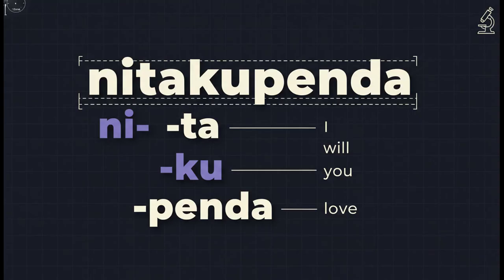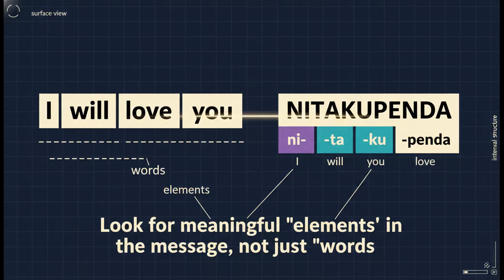Let's lay this out nice and clear. That first little bit, ni, that just means I. The next bit, ta, that's what signals the future tense, so will. Then you've got ku, which means you. And finally, the root of it all, penda, which means love. 4 separate ideas, all perfectly fused together into one. You see, this is the whole point. To really understand how language works, we can't just count the stuff between the spaces. We have to train ourselves to see the meaningful elements that build the message, no matter how they're packaged.